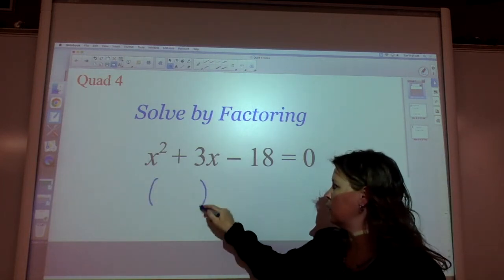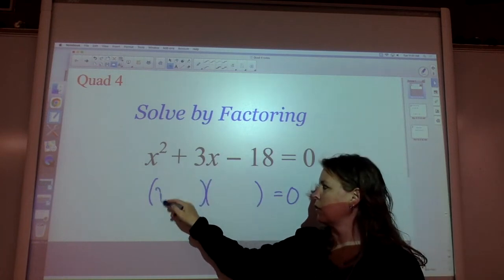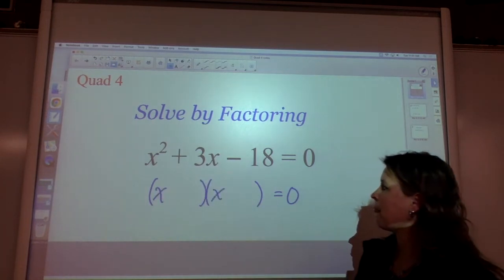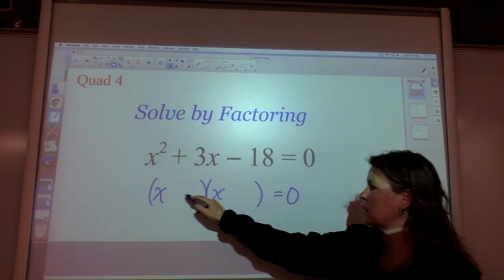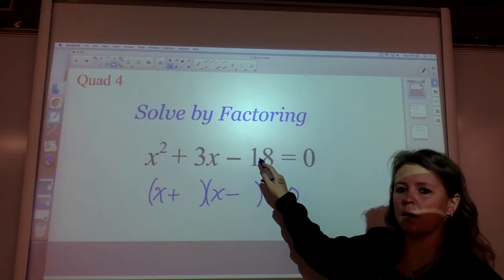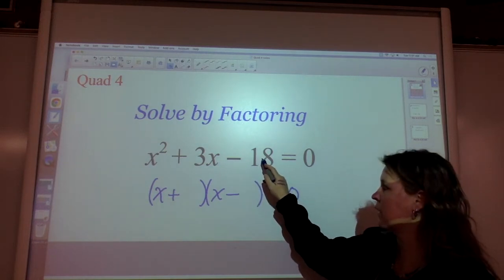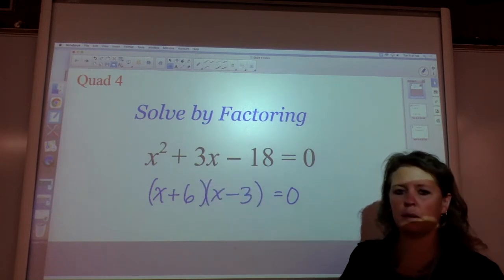Factoring reminder, a trinomial into two binomials. You're splitting up the x squared into x times x. And you're splitting up the negative 18 into what two factors? A positive times a negative makes a negative. We'll multiply to make negative 18. But when you add them together, they actually equal 3.